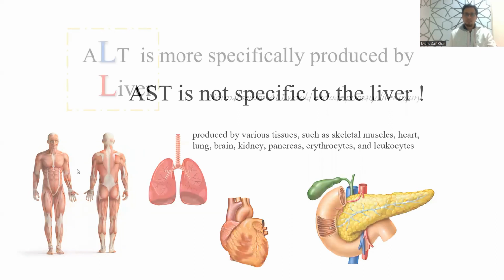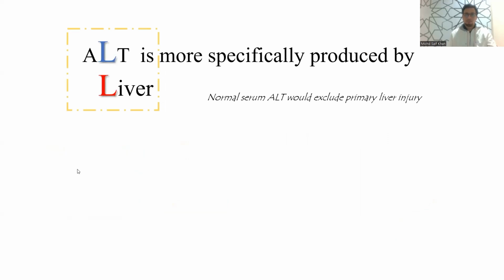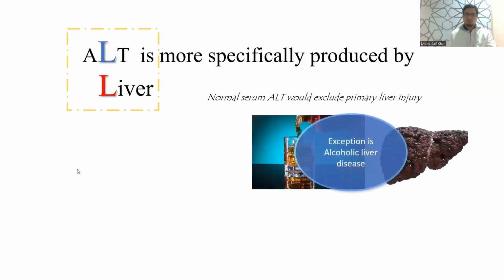Conversely, ALT is expressed mainly in the liver, so that is good. A normal serum ALT would exclude primary liver injury. So ALT is specifically produced by liver cells, and there is one exception: in alcoholic liver disease, in patients who are taking alcohol, the concentration of ALT may be normal or even low.